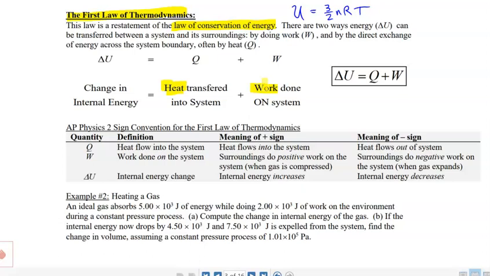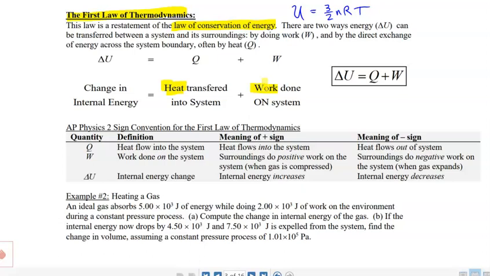And that occurs when there's a temperature difference between what's inside the gas and what's outside. So if the gas was hot inside and outside was cold, then thermal energy would flow from hot to cold. All right. The other way the internal energy of a gas can increase would be if there is work being done on the gas or work being done by the gas.